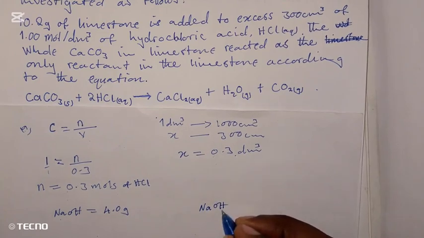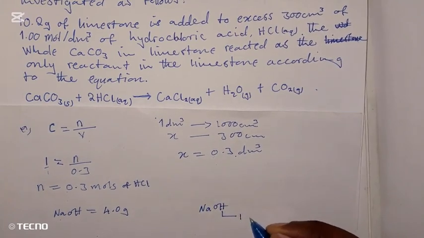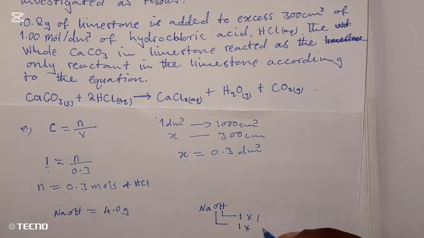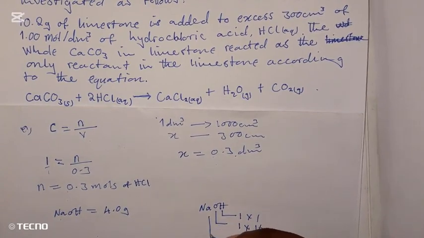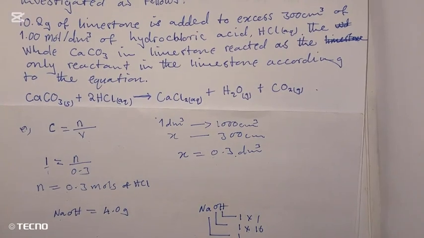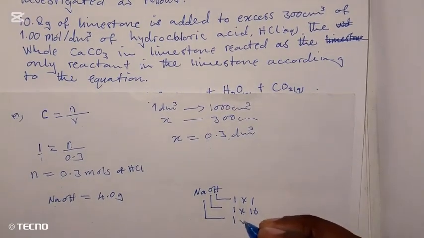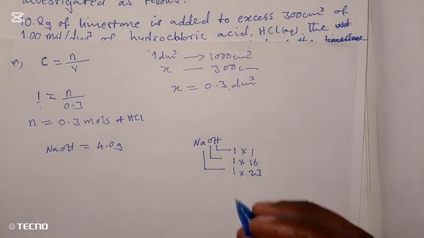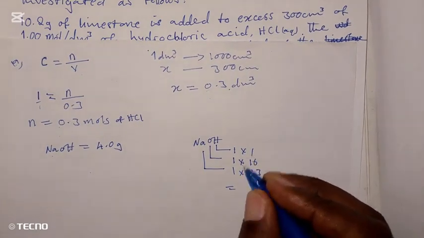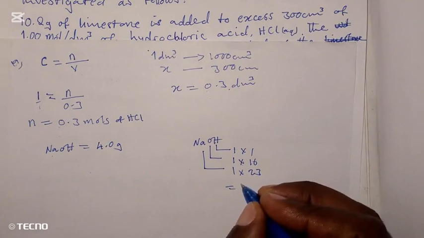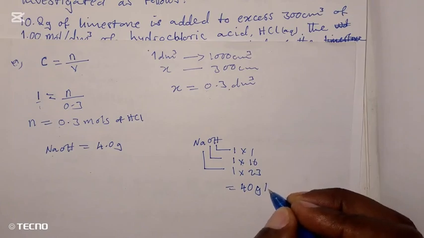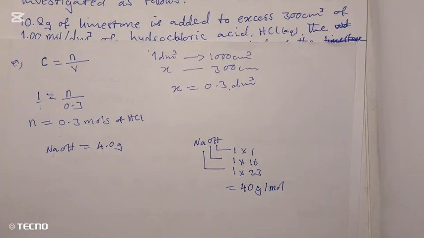Molar mass of sodium hydroxide: hydrogen is 1 by 1, then oxygen is 1 by 16, then sodium is 1 by 23. So when we add this, we find that the molar mass is going to be 40 gram per mole, 40 gram per mole.